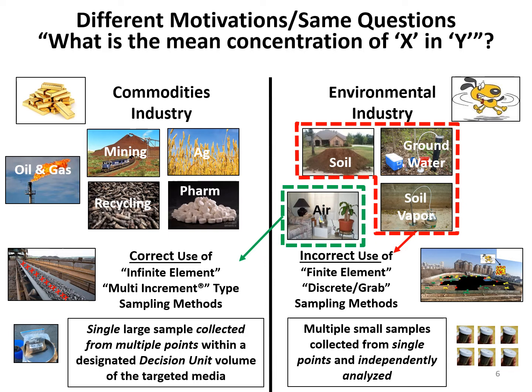In this case, a single large sample is collected from multiple points within a designated decision volume of the targeted media. So think of mining. In the mining industry, a company might discover a gold deposit. So they dig all this up, they grind it up into small bits and pieces. Then, say for a 20,000 ton stockpile, someone has to go in and collect a single sample.